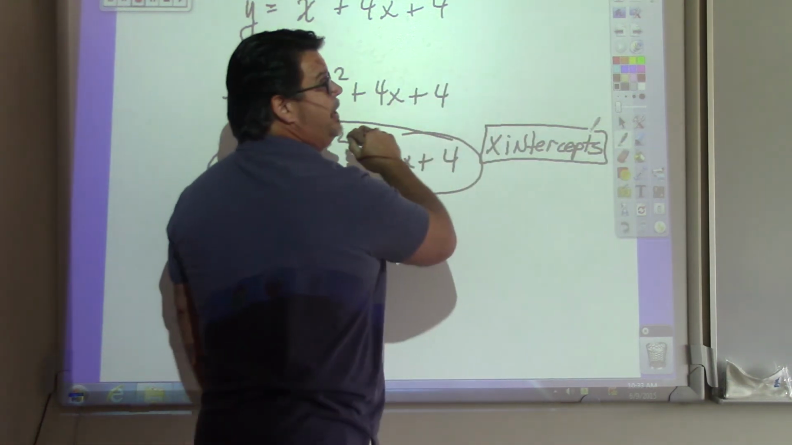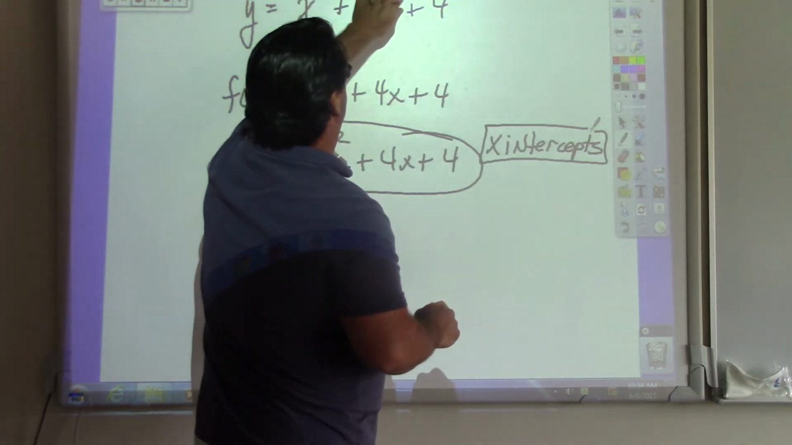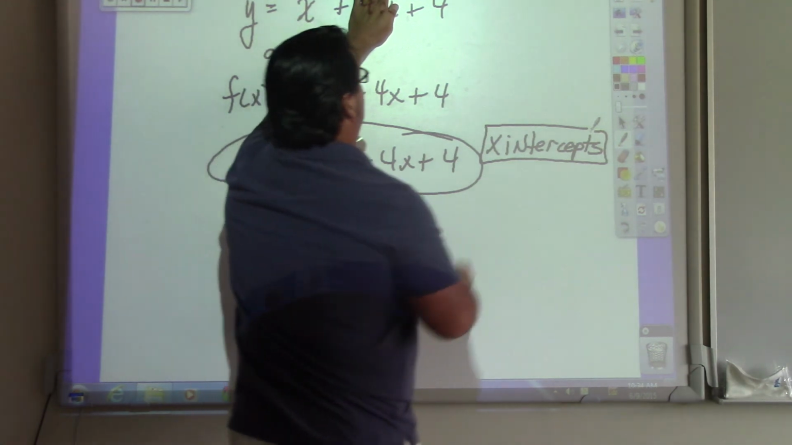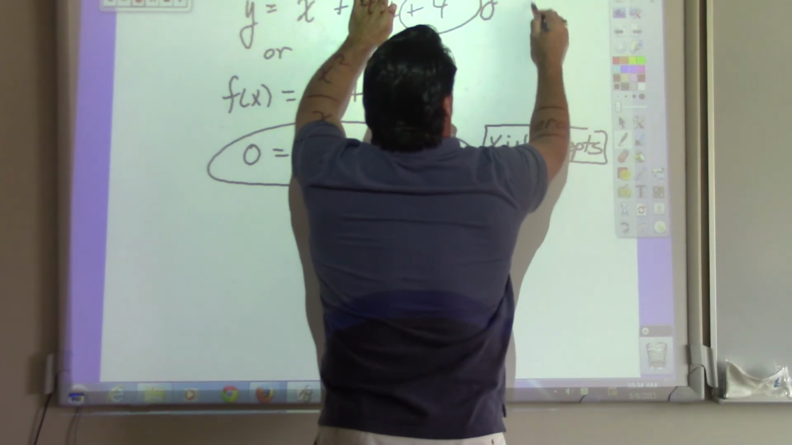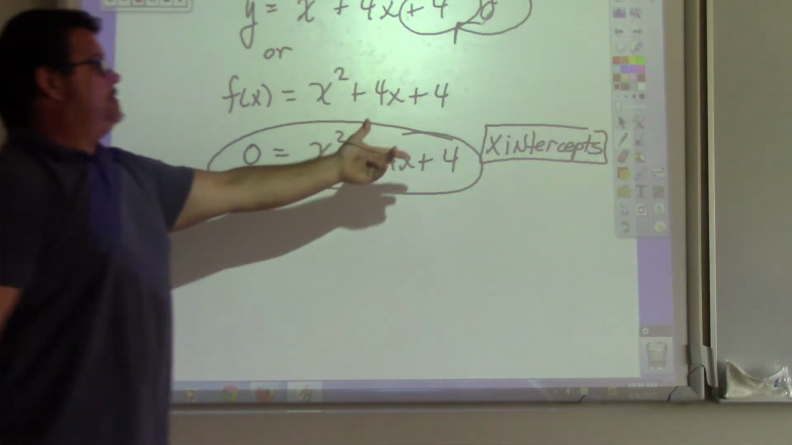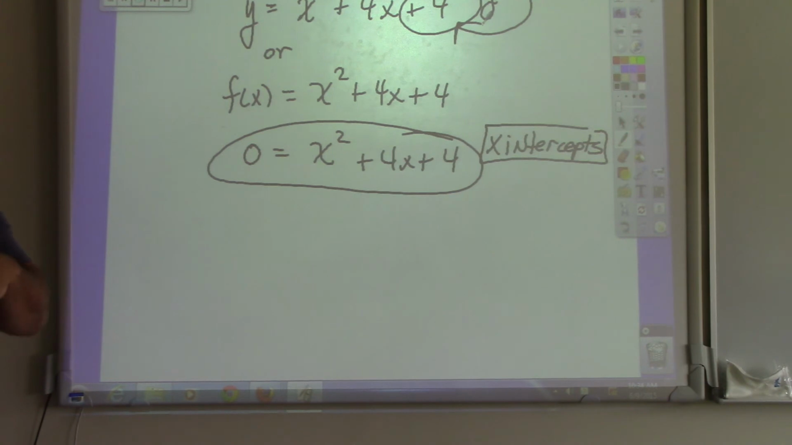With the y-intercept, you already know. Plug in 0 for x. That goes out. That goes out. So what is your y-intercept? 4. Your y-intercept is right there. So you already got your y-intercept, and we're going to find the x-intercept. And we're also going to find the vertex using completing the square. Vertex is your highest or lowest point.